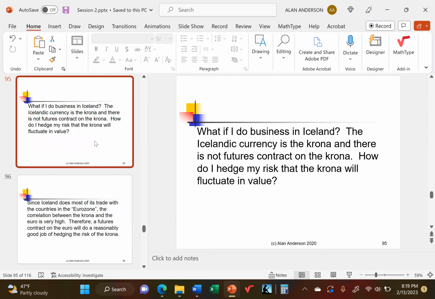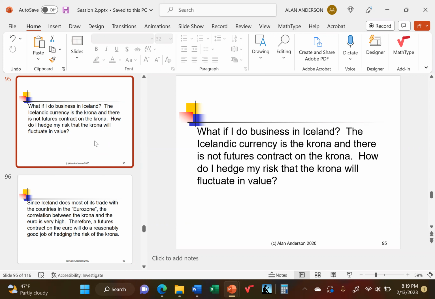So here's a perfect example. What if I'm an American company that does business in Iceland? Because the Icelandic krona is not a widely traded currency in world markets, there is no futures contract on the Icelandic krona. It doesn't exist. So what do we do now? Are we out of luck? Do we have to just simply not hedge our position at all?